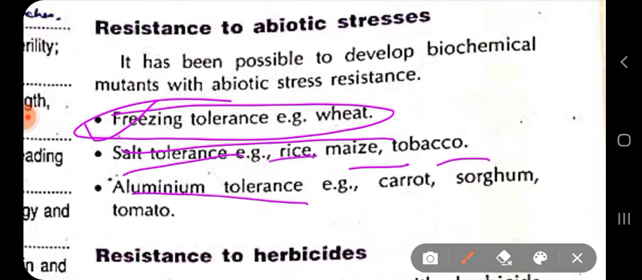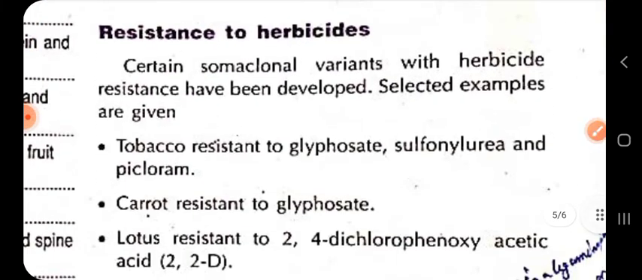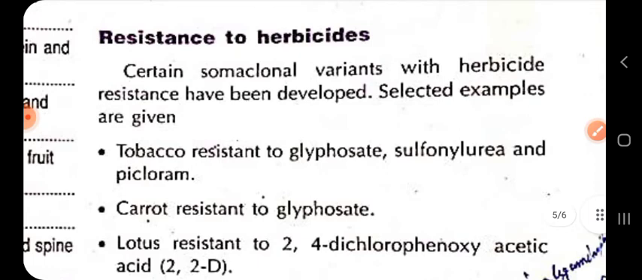Okay, salt tolerance plants like rice, maize, tobacco can be produced. Aluminum tolerance like carrot, sorghum, and tomato. So these type of abiotic stress plants can be produced through somaclonal variation. Then resistance to herbicide, I have already said. Certain somaclonal variations with herbicide resistance have also been developed. Some selected examples have been given here.